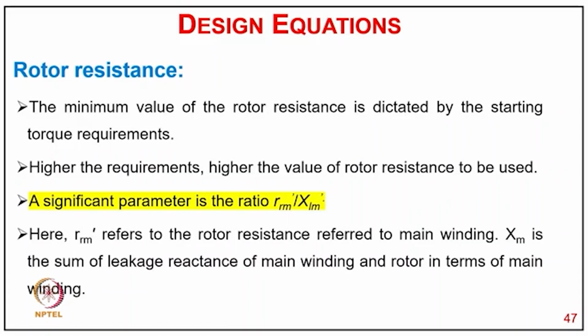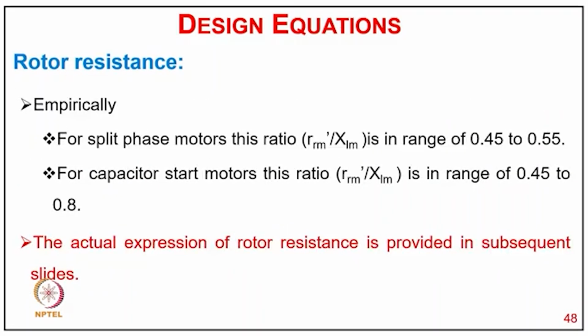A significant parameter is the ratio of Rm dash upon XLM dash, where Rm dash refers to the rotor resistance referred to the main winding. XLM is the sum of leakage reactance of main winding and rotor in terms of main winding. Now coming to rotor resistance, empirically for split phase motors, the ratio Rm dash upon XLM is in the range of 0.45 to 0.55, and for capacitor start motors this ratio Rm dash upon XLM is in the range of 0.45 to 0.8.